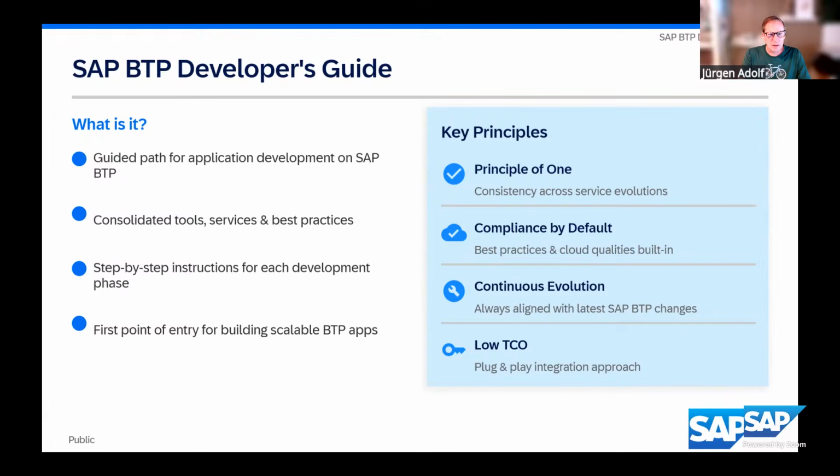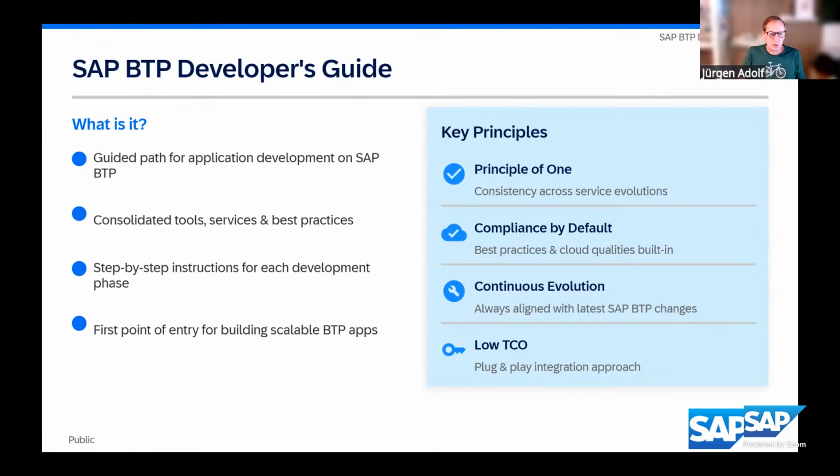And on the right side, there are the key principles that underpin the guide. The principle of one means consistency across service evolutions, so you're always building on a stable, aligned foundation. And compliance by default means that best practices and cloud qualities are baked in from the start. You don't have to retrofit them later after your application is already built and then change it again. It's a guide how to, from day one, build in security so you don't have to rework.